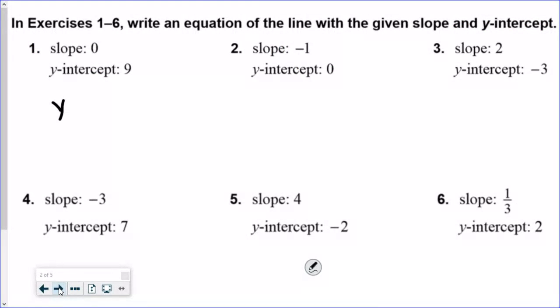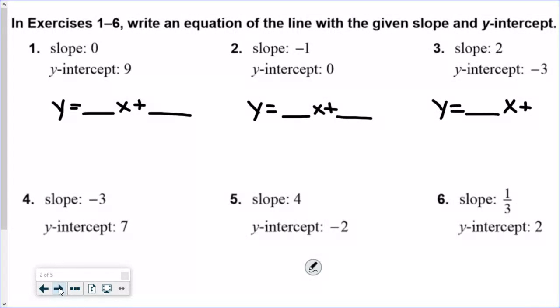Okay, again, slope and the y-intercept. So can we fill in this? Don't forget your x, but don't think your slope is connected to it. So if my slope is 0 and my y-intercept is 9, look at that. Does that make sense? But this part here is really 0 x's. There's no x's. So my equation technically is just y = 9.